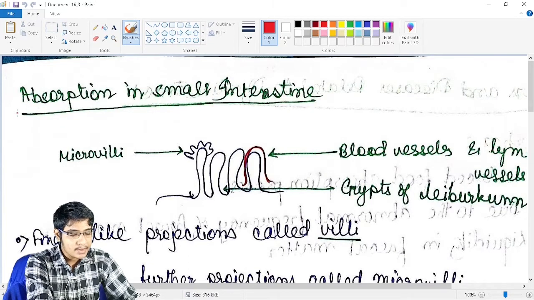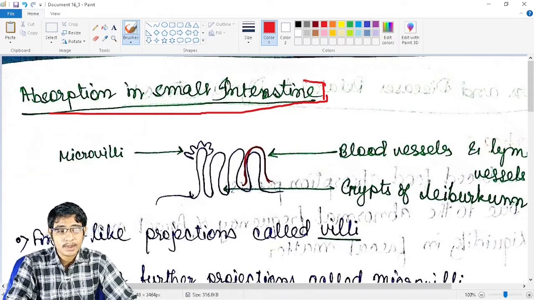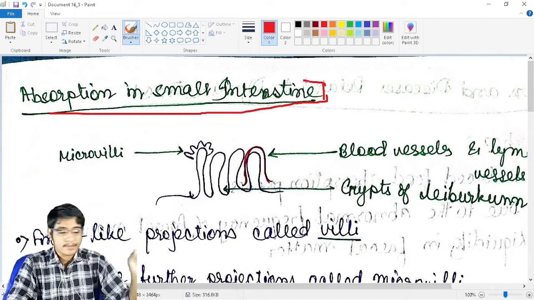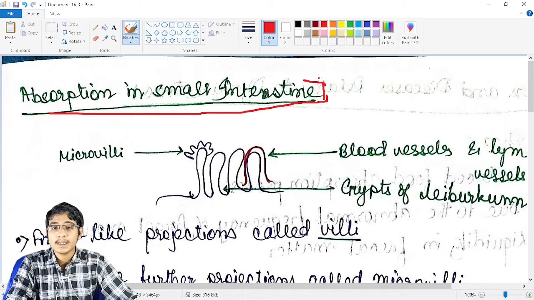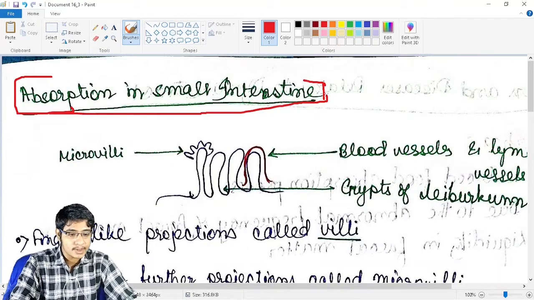In this third page, we have absorption in small intestine. After this, we had digestion, how digestion works. Now we are going to discuss absorption, because after digestion comes absorption. Then it is about excretion. So before that, we have to discuss absorption in small intestine.